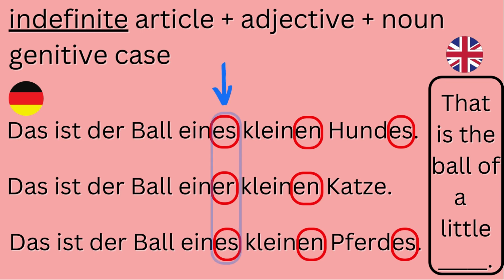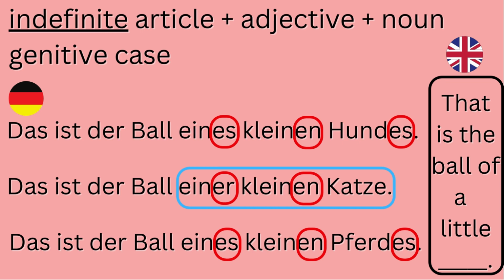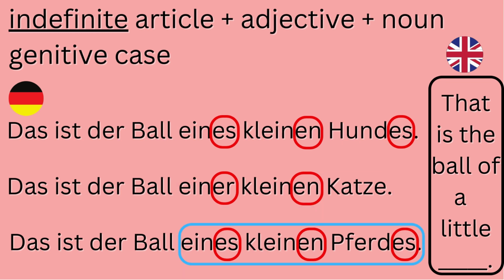So see here how we have an S added to the articles, eines, for both the masculine and the neutral genders, and for the feminine gender we have einer. We also have endings to the actual nouns, both for the masculine and for the neutral genders. So Hundes, Pferdes. So masculine, eines kleinen Hundes, feminine, einer kleinen Katze, and neutral would be eines kleinen Pferdes.